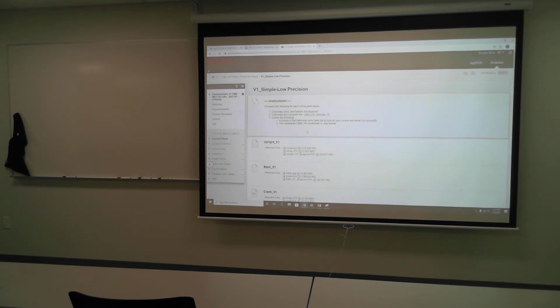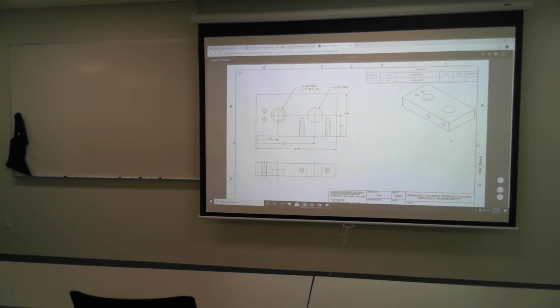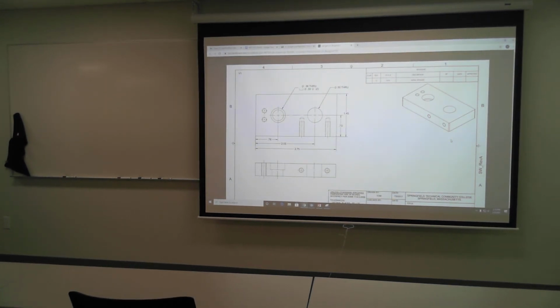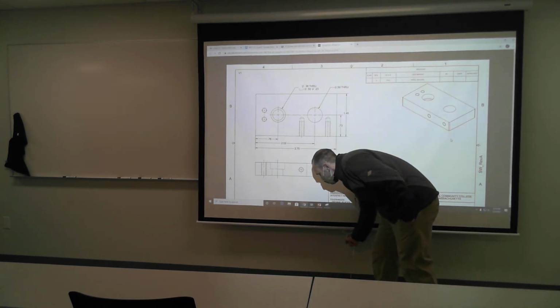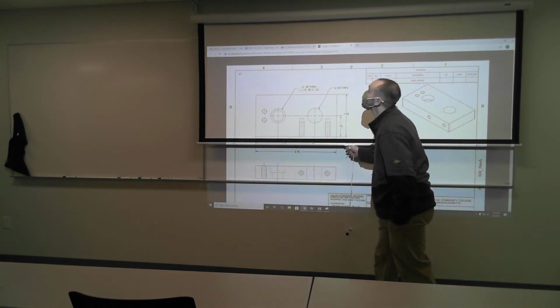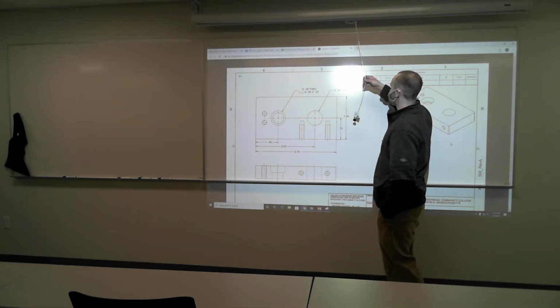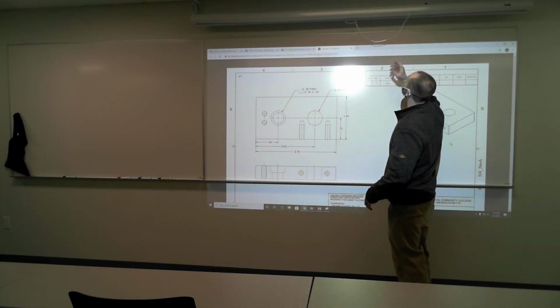So what do I mean by balloon? I mean we're going to open up the blueprint and systematically check every single dimension that's on it. Oh, that's so much better than the other ones.